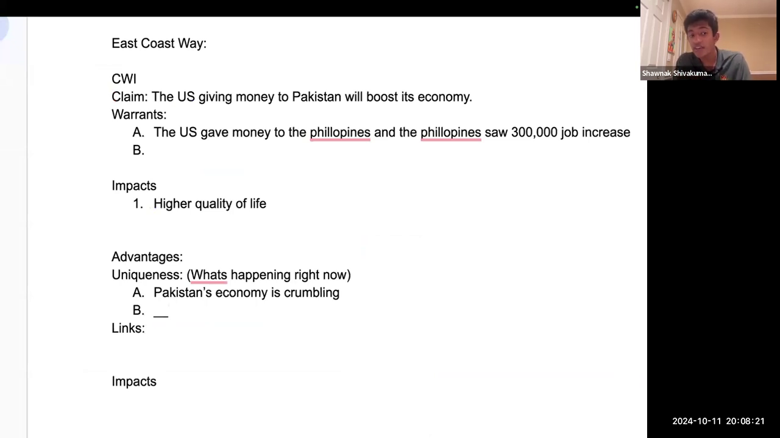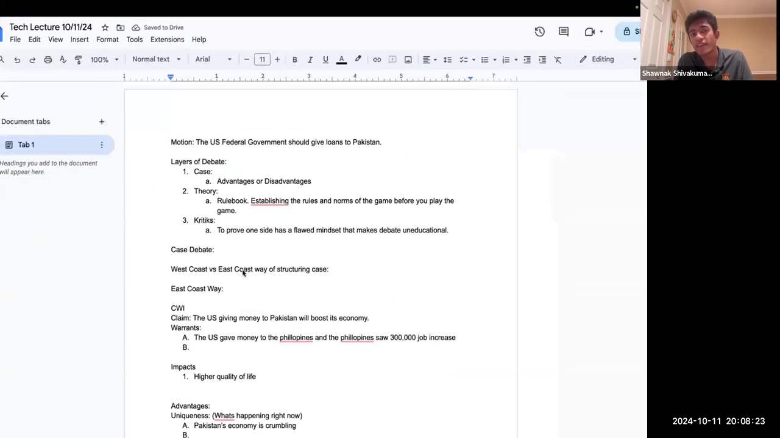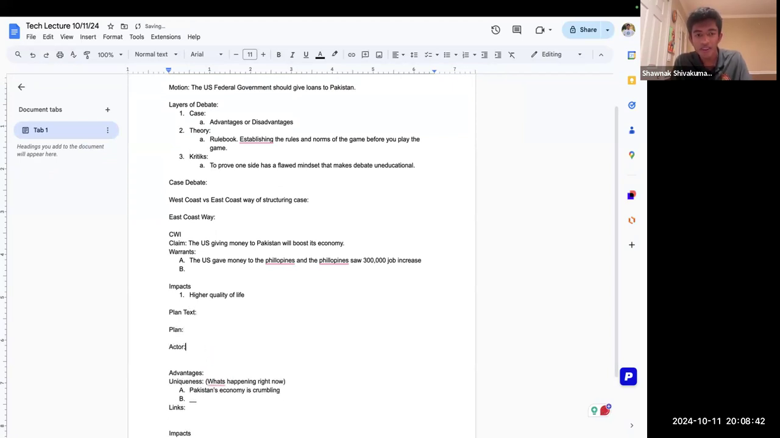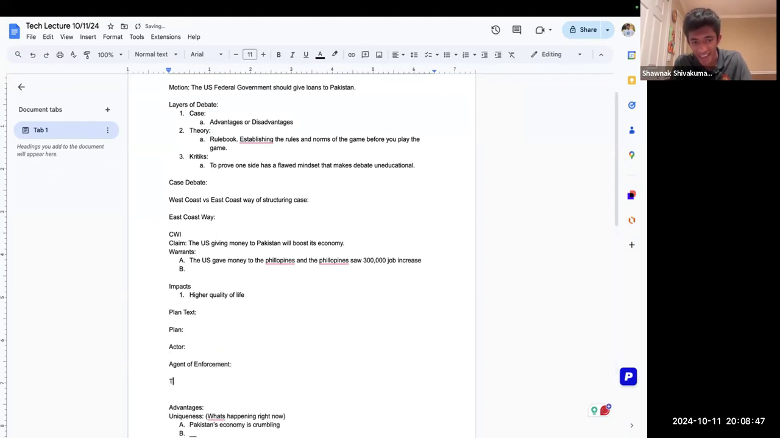The links are how, and before I get into that, I'll establish what a plan is because I'll use this term quite often. A plan is what the side government or side affirmative plans to do. The plan is composed of something called a plan text. The plan text is the plan itself, the actor, the agent of enforcement, the time frame, and the funding. So these are the five things that go in a plan text.